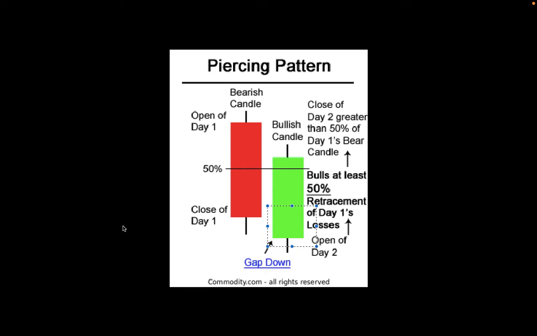The pattern is more significant if the second candle opens much lower. The longer the red candle and green candle, the more chances of reversal. Larger volume on the pattern also increases the probability of reversal.